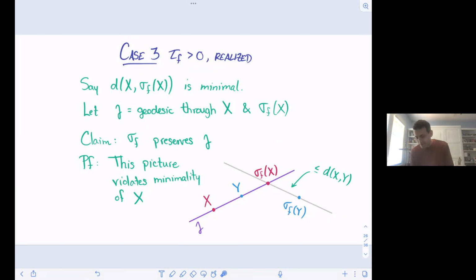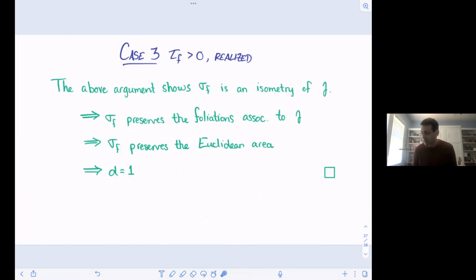Okay, so there's a couple of loose ends to tie up. So the above argument not only shows that sigma f preserves gamma, it shows that it's not an isometry on gamma. That takes a little more thought, but take my word for that, or figure it out, or ask me. So because it's an isometry of gamma, it preserves both foliations.